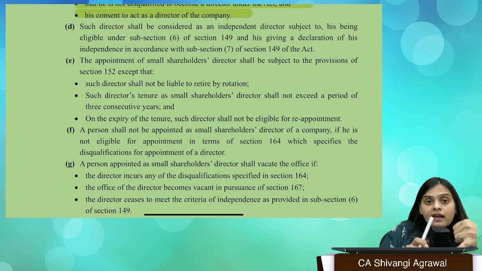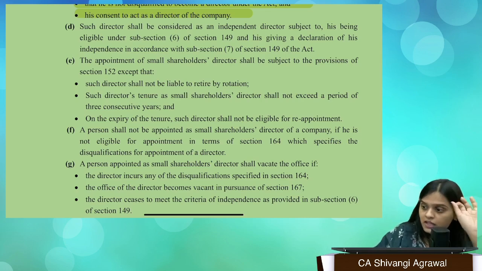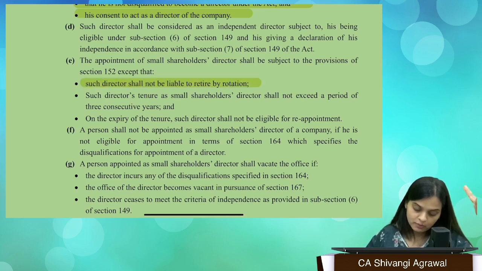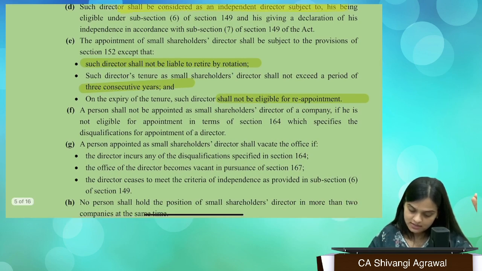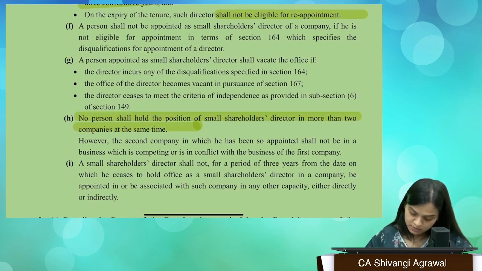और क्या क्या हमने पढ़ा है? If you remember my chart, there will be a complete solution, आपको पूरा मिल जाएगा. और हमने क्या क्या पढ़ा है कि जो SSD होता है, he can be an SSD in maximum 2 companies, और वो दोनों competing business में नहीं होने चाहिए, right? No reappointment is allowed for SSD. That is something that I have already told you, right? So such director shall not be liable for rotation, tenure 3 consecutive years, not eligible for reappointment. So all these are, whatever I'm highlighting, shall be considered as independent director subject to his eligibility criteria meeting, right? Now, not more than 2 companies at the same time, not in competing business.